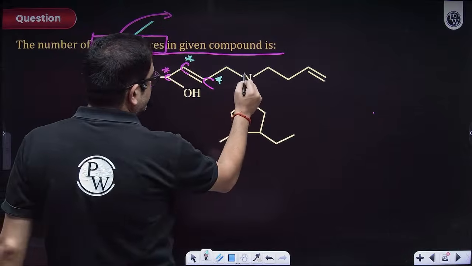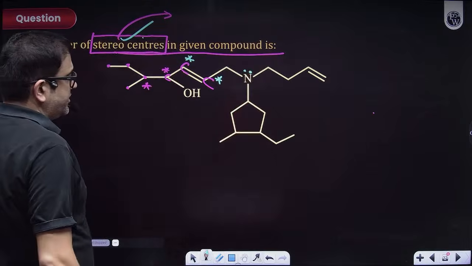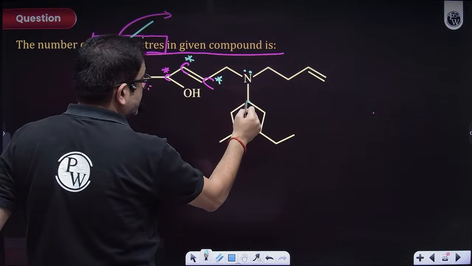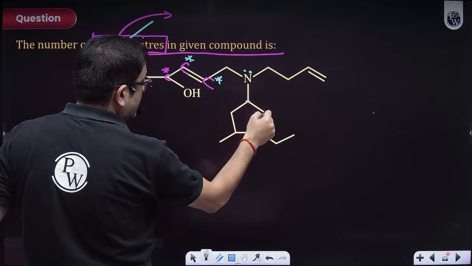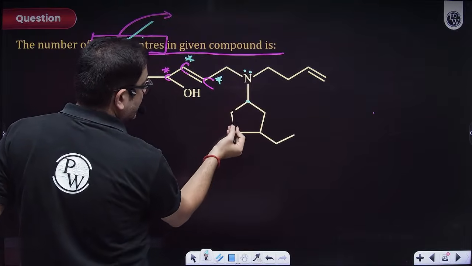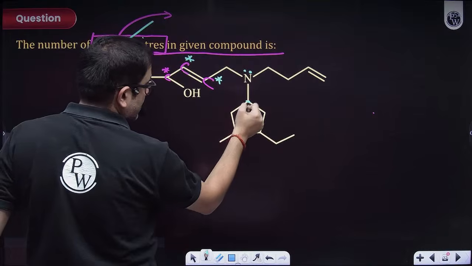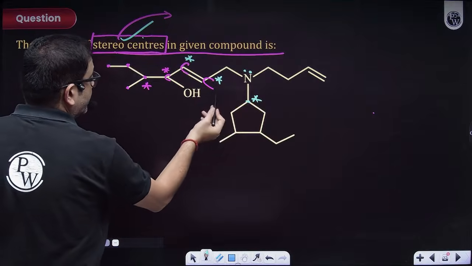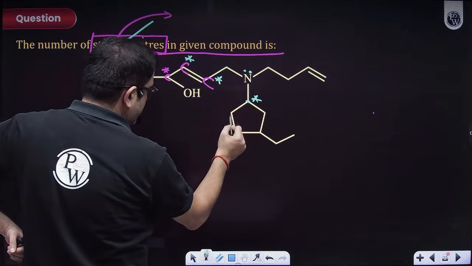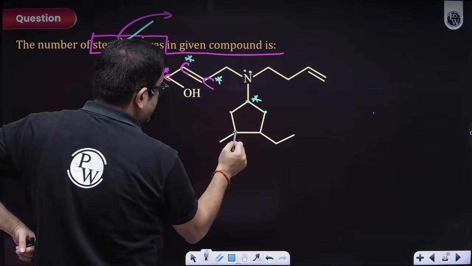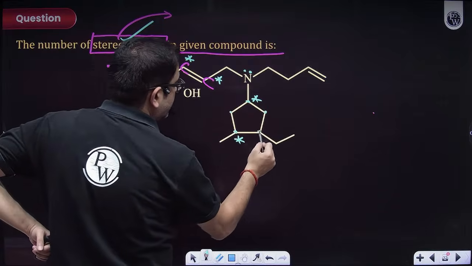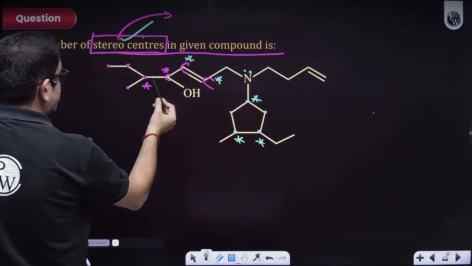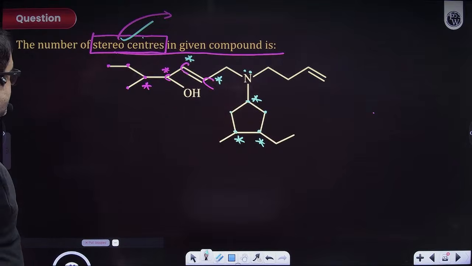Then, sir, nitrogen: we know this lone pair can do flipping, so we don't consider it. CH2, CH2, CH2, so gone. Then nitrogen with CH2 attached to a carbon having methyl, and another CH2 with a C having methyl, and one will be H. So this is also chiral. So 1, 2, 3, 4, 5. You can also check this now, because this is CH2, this is CH2. This will also be chiral, and this will also be chiral. So 1, 2, 3, 4, 5, 6, 7. So you have 7, I guess.